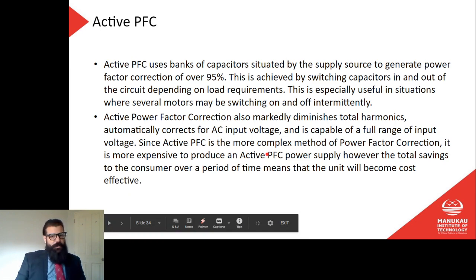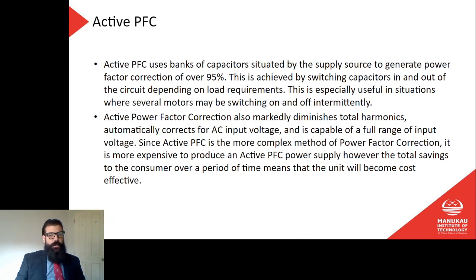Active power factor correction uses banks of capacitors situated by the supply source to generate power factor correction of over 95%. This is achieved by switching capacitors in and out of the circuit depending on load requirements. This is especially useful in situations where several motors may be switching on and off intermittently. Active power factor correction also markedly diminishes total harmonics, automatically corrects for AC input voltage, and is capable of a full range of input voltage.